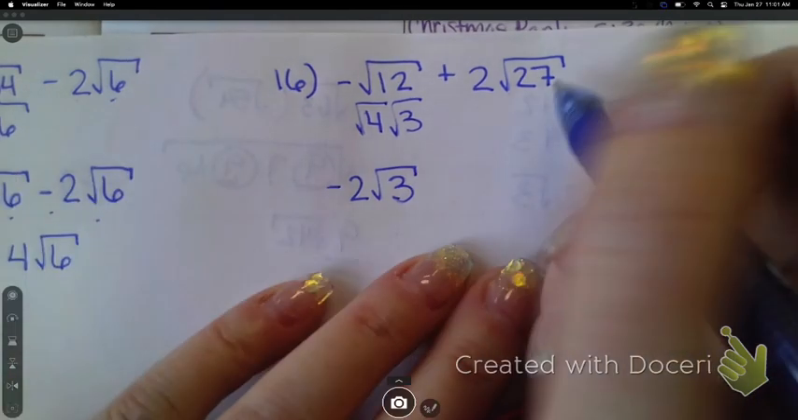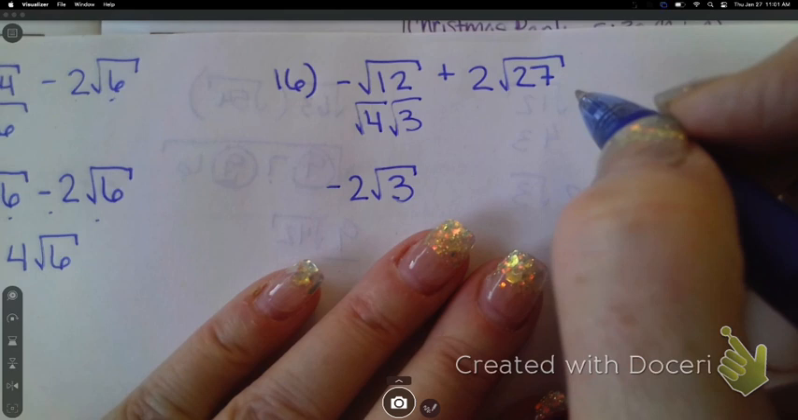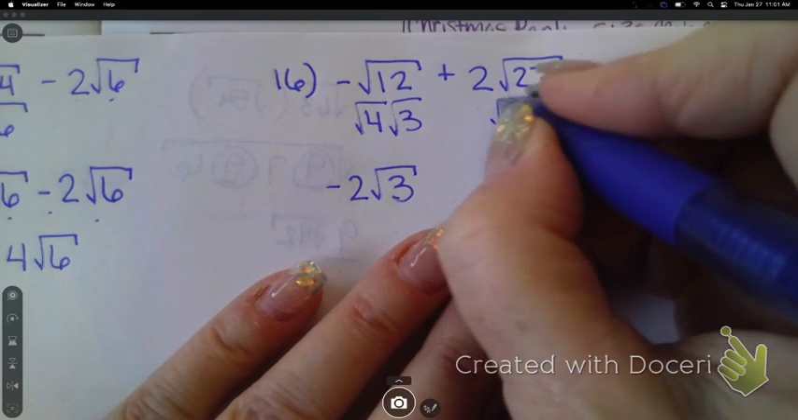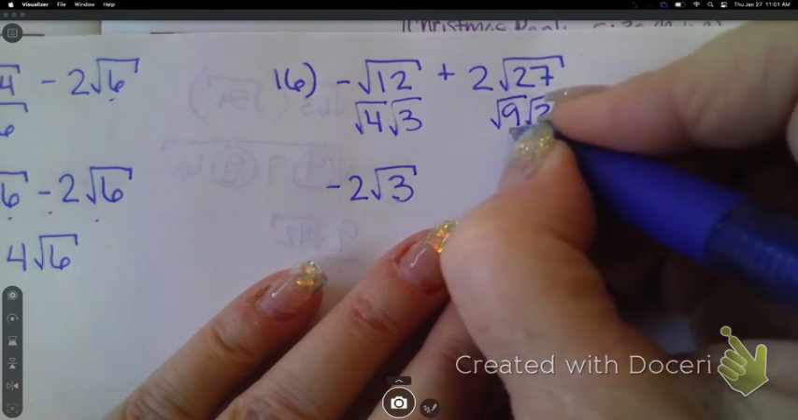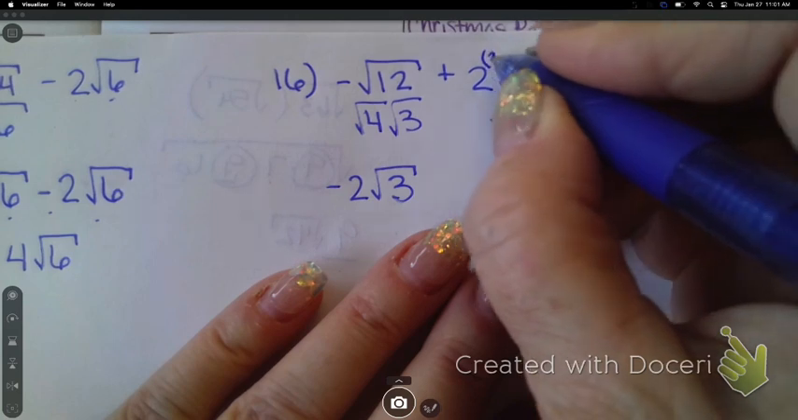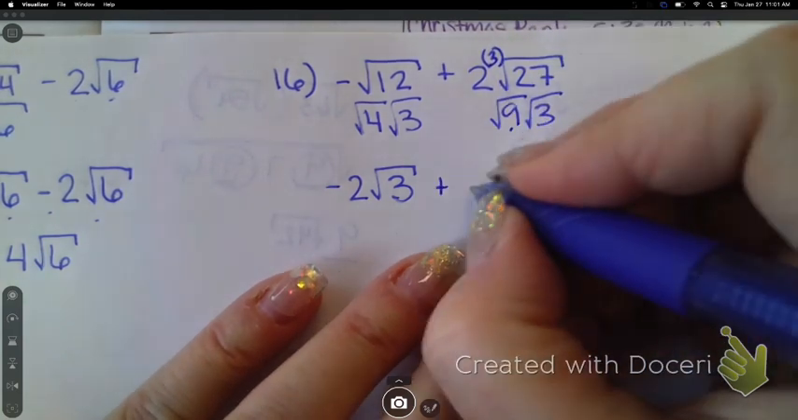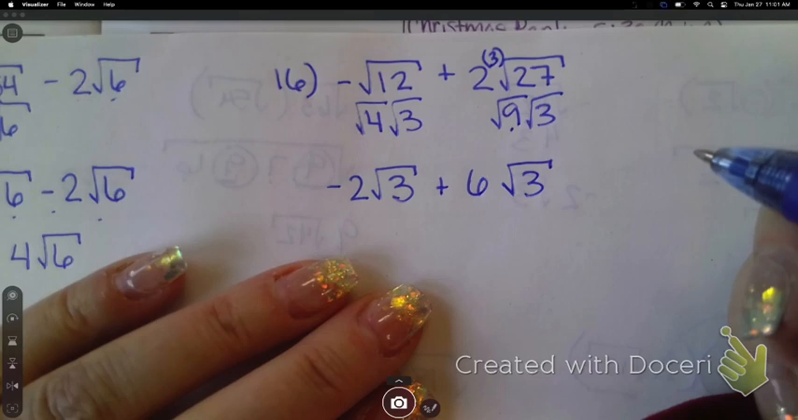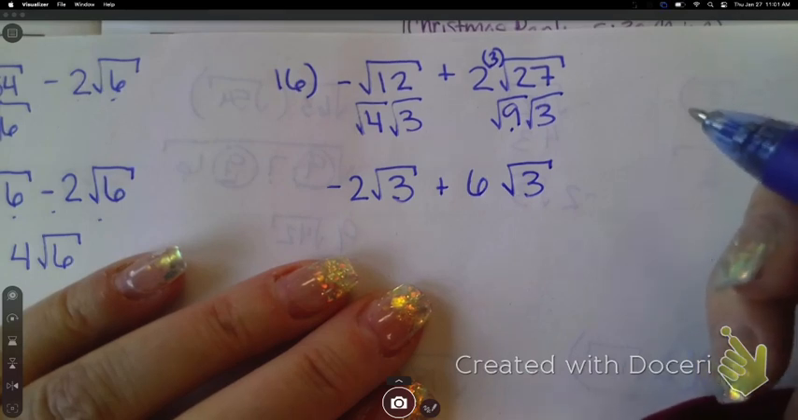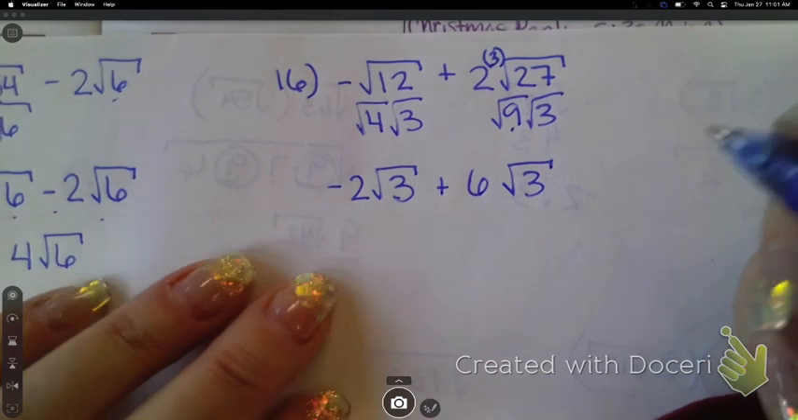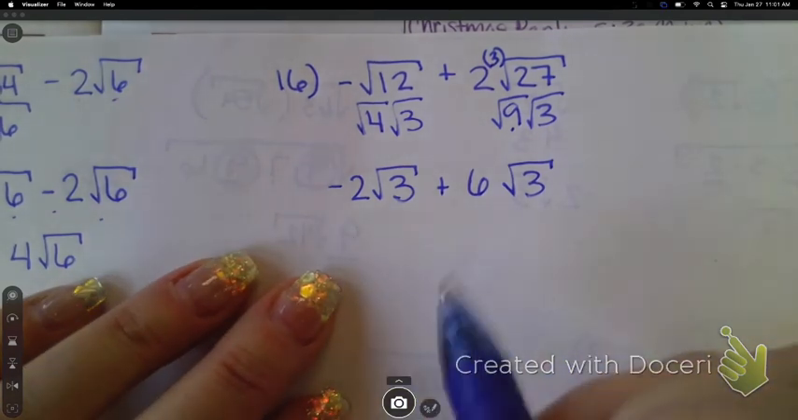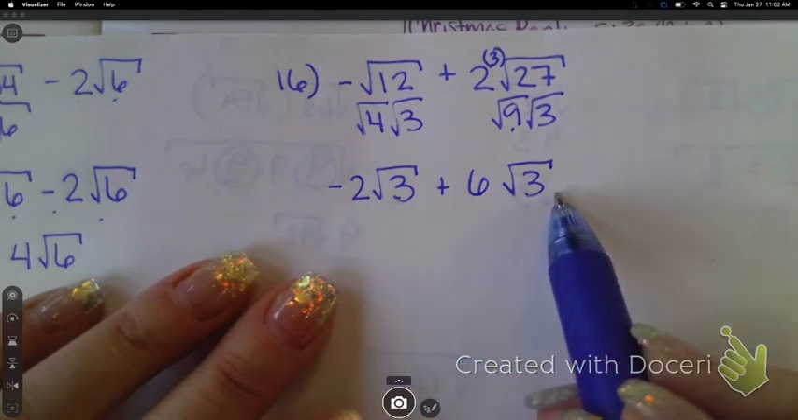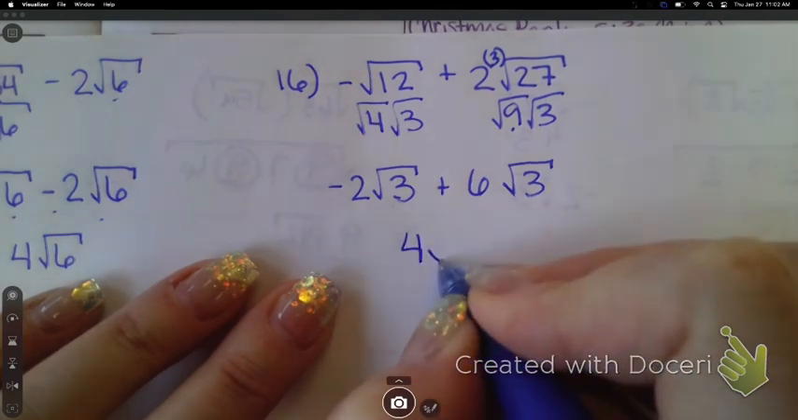Yes. Okay. So 27 is what and what? 9 and 3. So the square root of 9 is 3. So we have to take 2 times 3 because there's already a 2 in front, which is 6 square root of 3. Did you have that right? I did not. Okay, did you forget to multiply by the 2? Yes, I did. Okay, quit that. Okay, now can I add them, subtract them, combine them? Yes. So I have negative 2 square roots of 3, positive 6 square roots of 3. How many square roots of 3? I have 4 square root of 3.